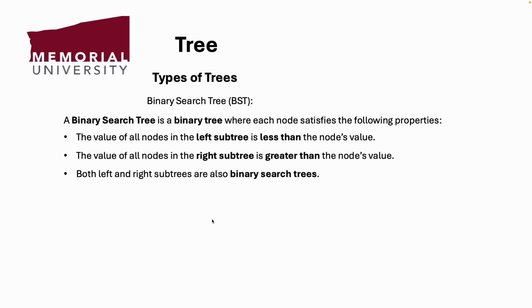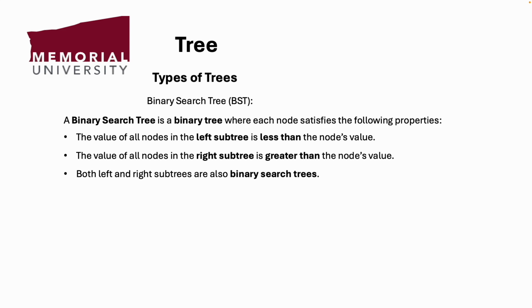A binary search tree is a binary tree where each node satisfies the following properties. First, the values of all the nodes in the left subtree are less than the node value. Second, the values of all the nodes in the right subtree are greater than the node value. Third, both the left and right subtrees are also binary search trees.